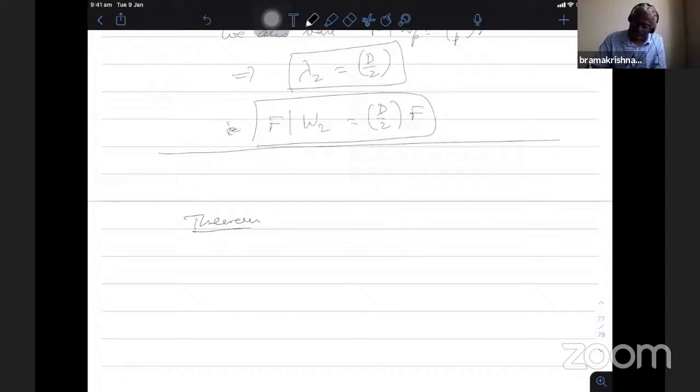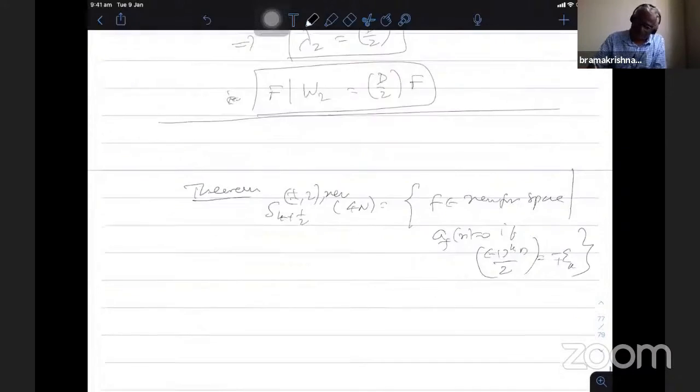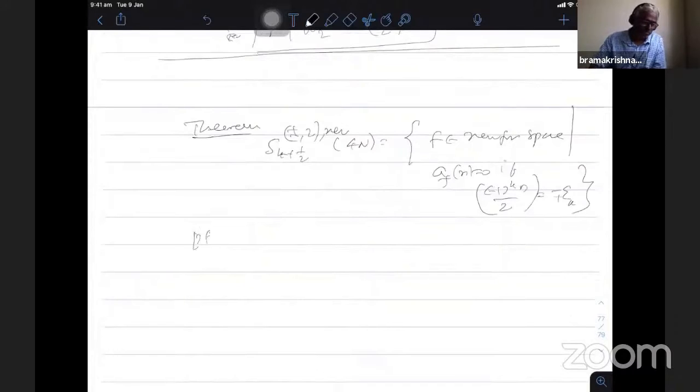So quickly we have to do this. S_{k+1/2}^{±,2}(μ, 4N): you take all f belonging to the space such that a_f(n) is 0 if (-1)^k n/2 is −ε_k. So that says that whenever f belongs to the plus/minus 2 eigenspace, its nth Fourier coefficient is 0 whenever (-1)^k n/2 is −ε_k. That's the characterization. We'll quickly see the proof for the plus 2; the other one is obvious.